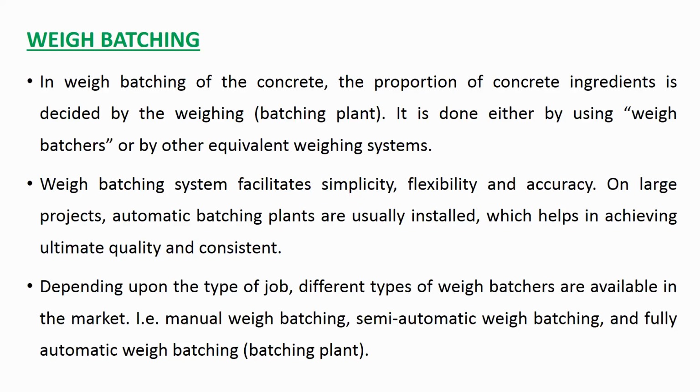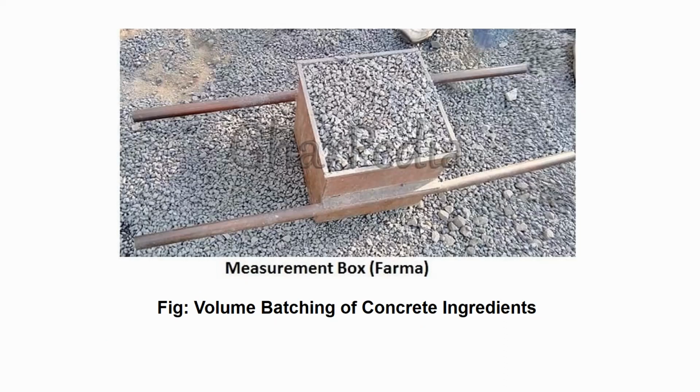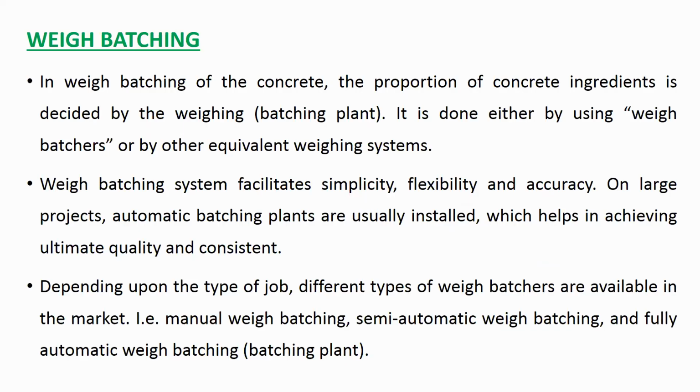Understood? So we have two types of batching. One is volume batching and the second is weigh batching. In volume batching again, we have two types. One is random volumetric batching and the second is proper volumetric batching. So we have discussed volumetric batching. Now let us see what is weigh batching.